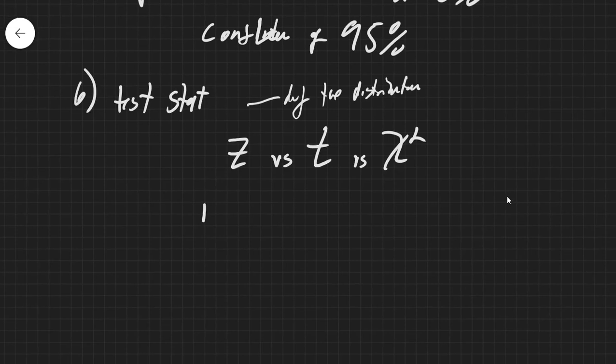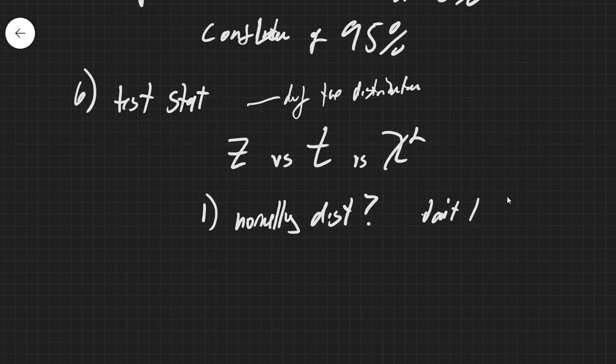First, number 1, do we know if they are normally distributed? There's nothing in the question that says that they are normally distributed, so I don't know. We assume that they're not.